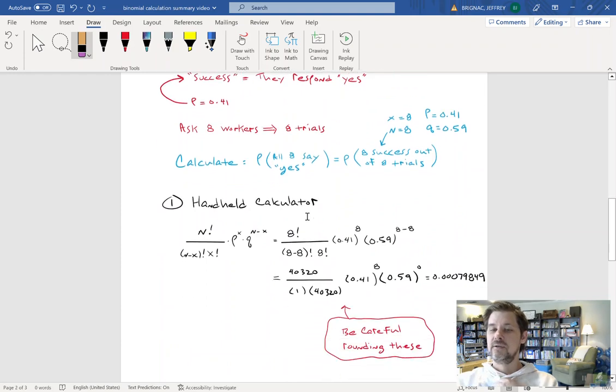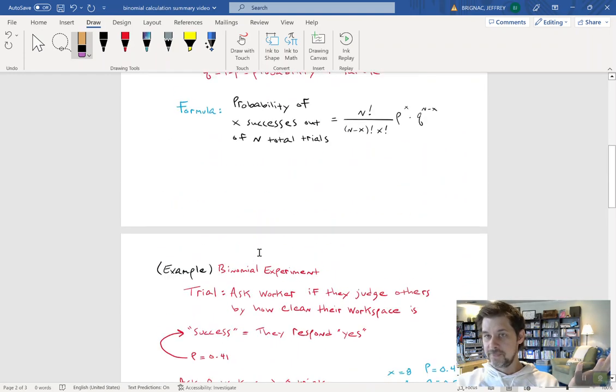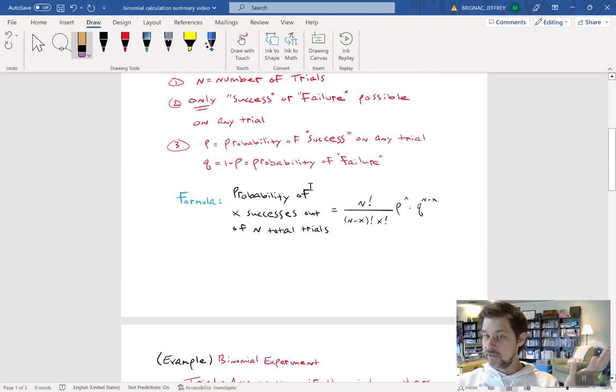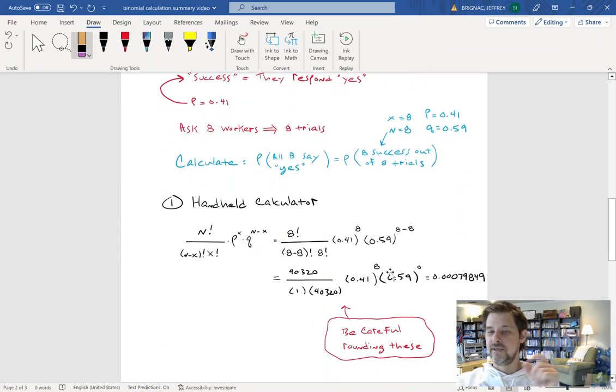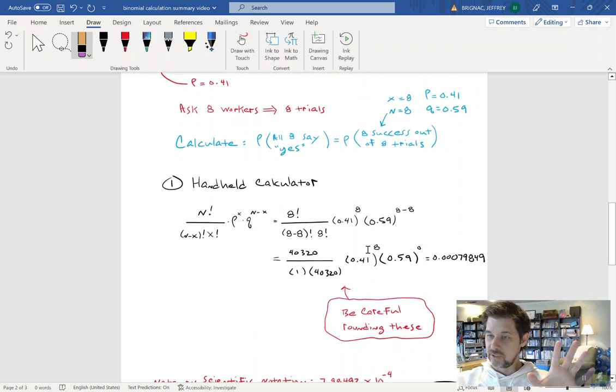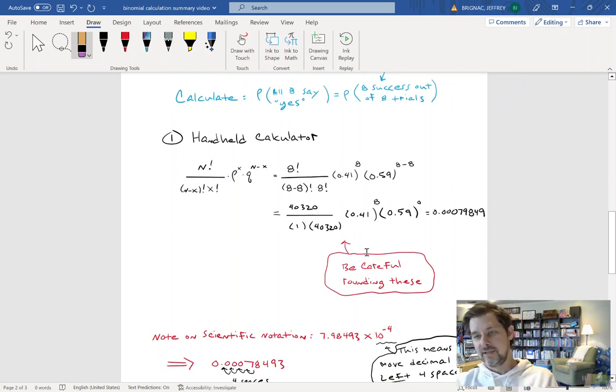Okay, so here's how I would do this with a handheld calculator. There's our formula. That's how you calculate the probability that there will be X successes out of N total tries. So I've got this formula here, okay? And I put in the numbers. I put 8 for N and 8 for X because they're both 8, and it goes in and it looks like this. P is 0.41, Q is 0.59, and so on. That's what it looks like when I put everything in. And then I have to calculate that.